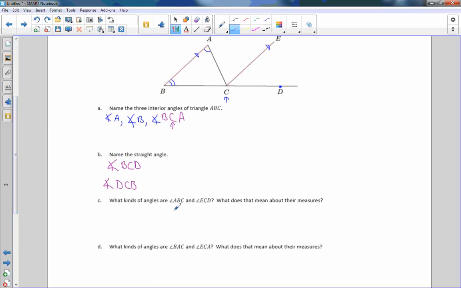Part C. What kind of angles are angle ABC? So angle ABC is acute. It's less than 90 degrees. Angle ECD is acute.